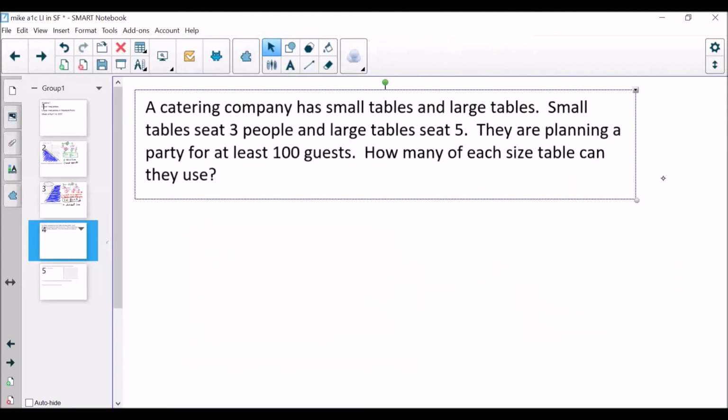Next up, I want to just talk a little bit here about some word problems. And just first and foremost, how to set them up. So it says a catering company has small tables and large tables. Small tables seat 3 people and large tables seat 5. They are planning a party for at least 100 guests. How many of each size table can they use?